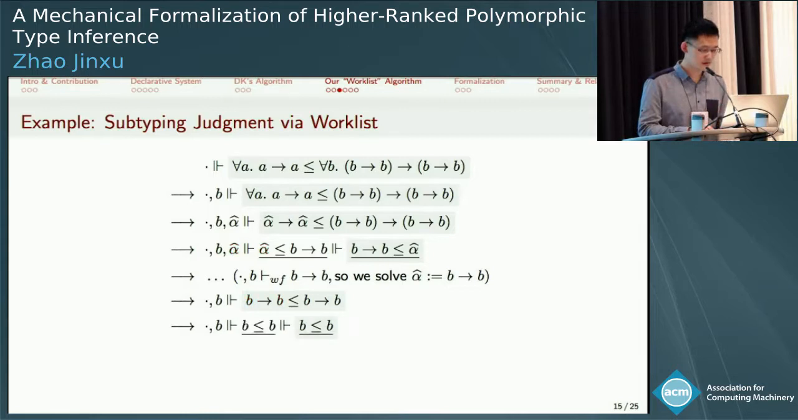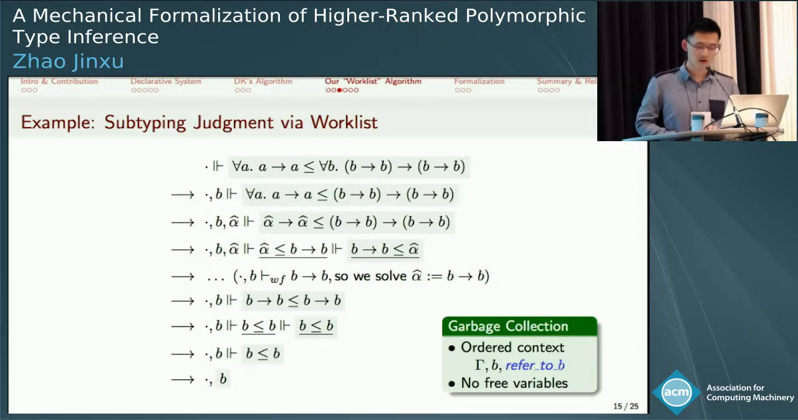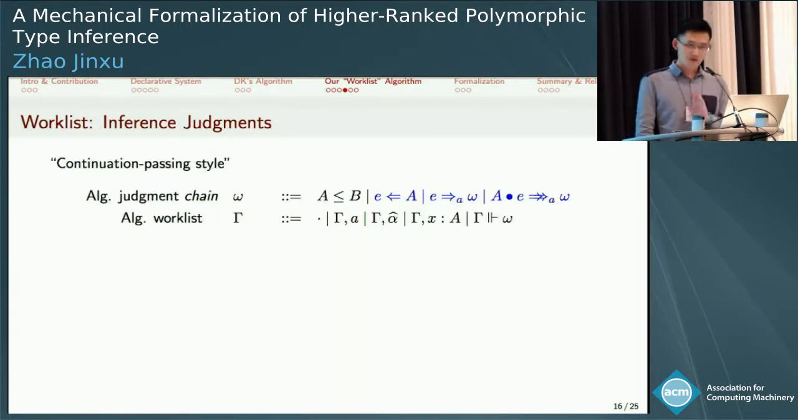Okay, and things become easier, so several steps. At this time, we have a B left in the work list, and what we are doing is a garbage collection. So our work list is also an ordered context, so you can only refer to a variable after it is introduced. So whenever there is a variable declaration on the top of the work list, you just delete it and everything's fine. No variable is free. And that's all for subtyping.